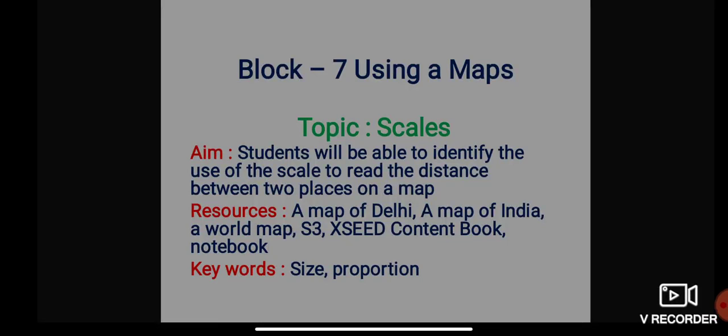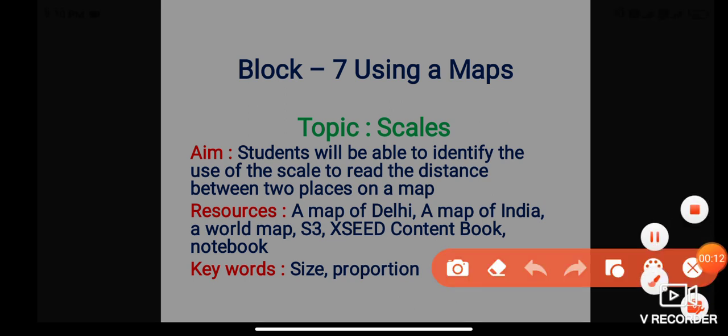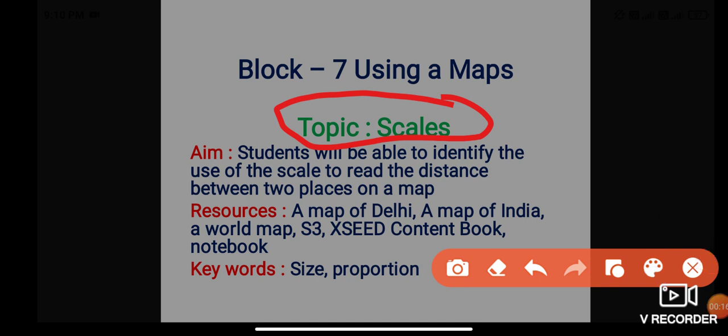Good morning, dear students. So today we'll start with a new topic. Alright, so we'll start with scale. Last class we learned about symbols and colors. So today you will learn what scale is and the importance of scale in reading a map.